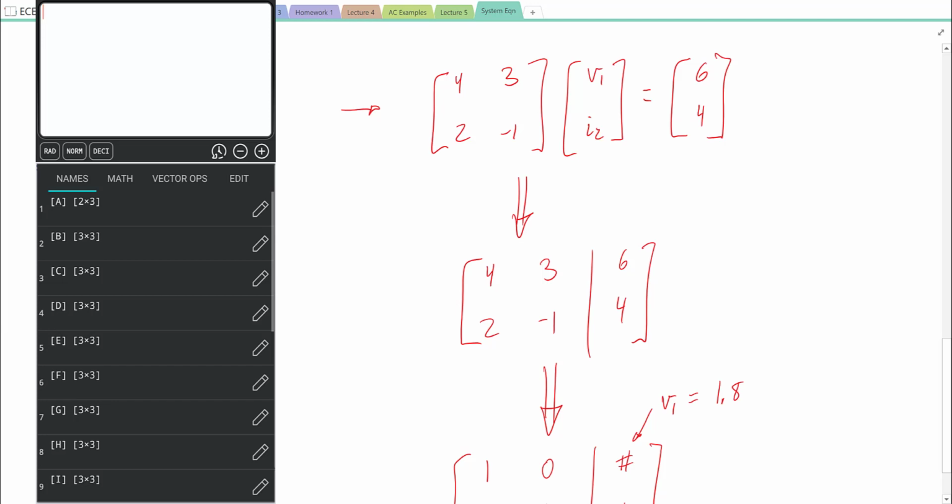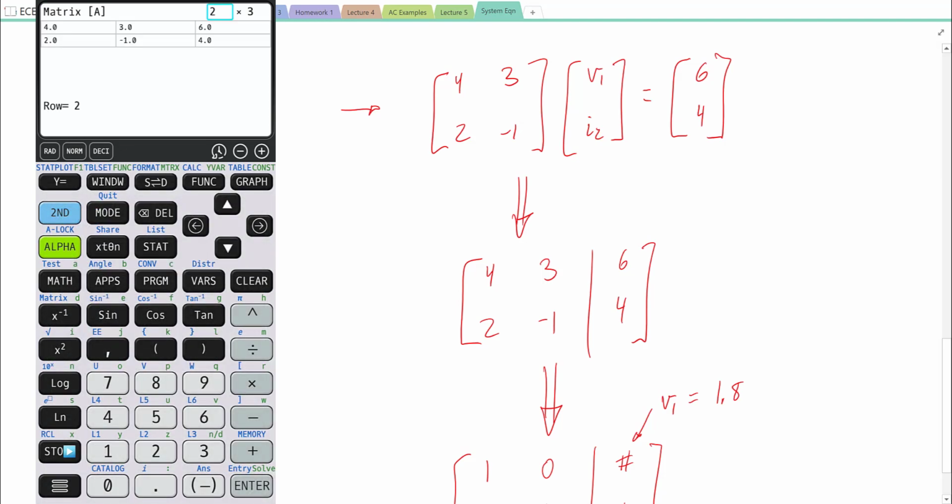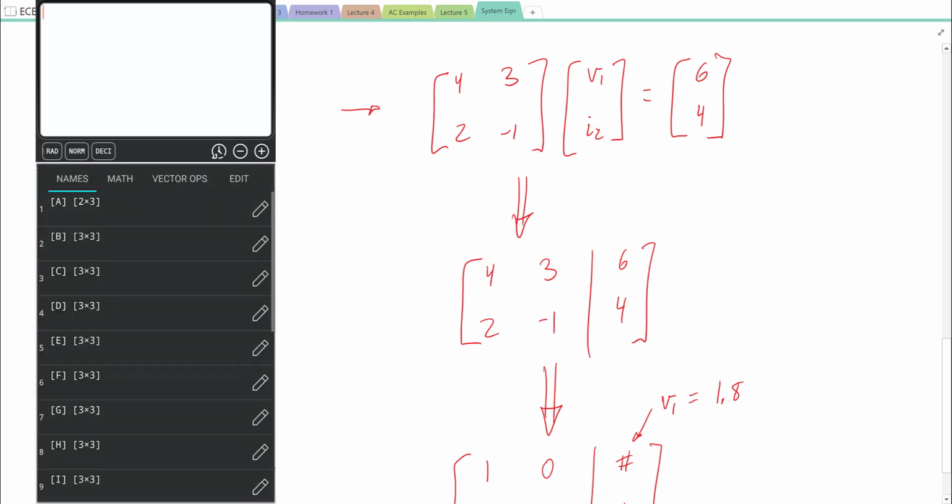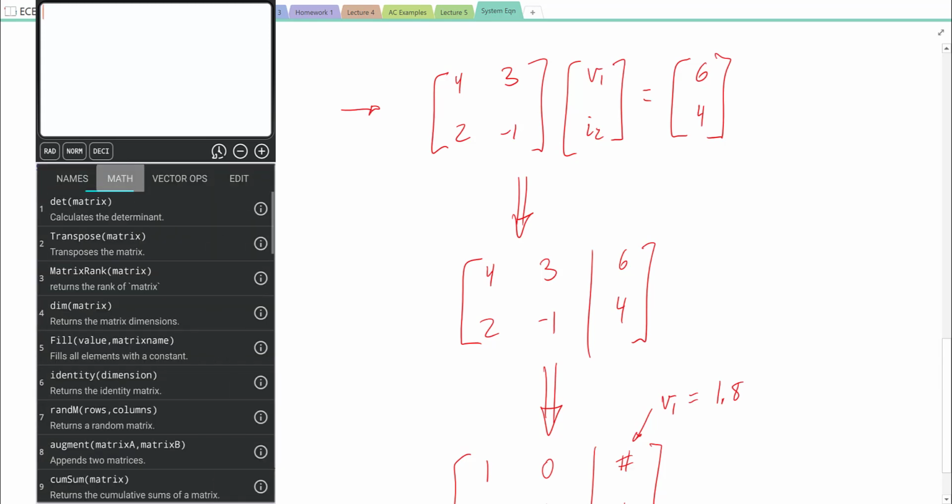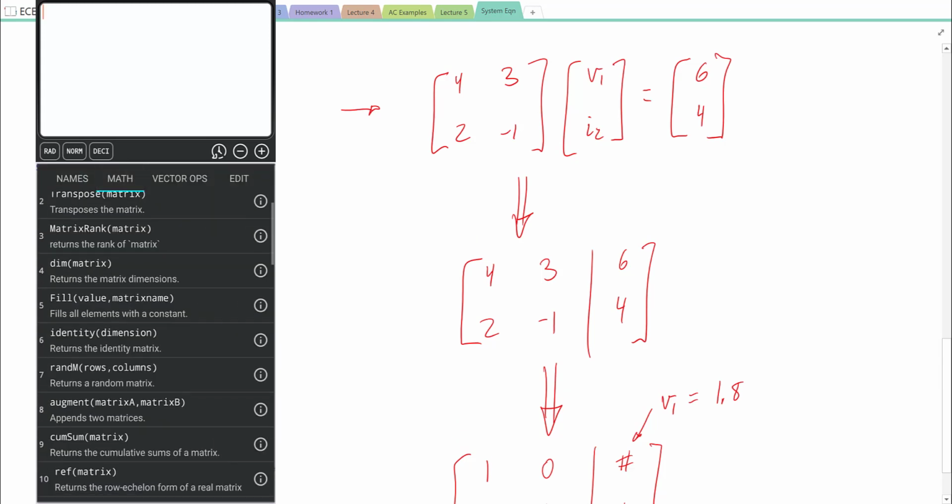Now you can see I've already defined a matrix A that's 2 by 3, and if I hit the little edit button, I pull into that 2 by 3 matrix, and I can just define my matrix A as being a 2 by 3 matrix that is 4, 3, 6, 2, -1, 4. Okay, great. So I've got my A matrix there. And what I do from there is I'll just quit that and go back to second matrix, and I go to math. Okay.